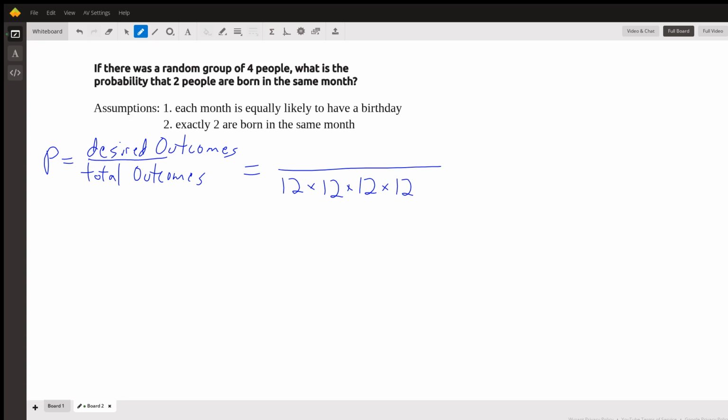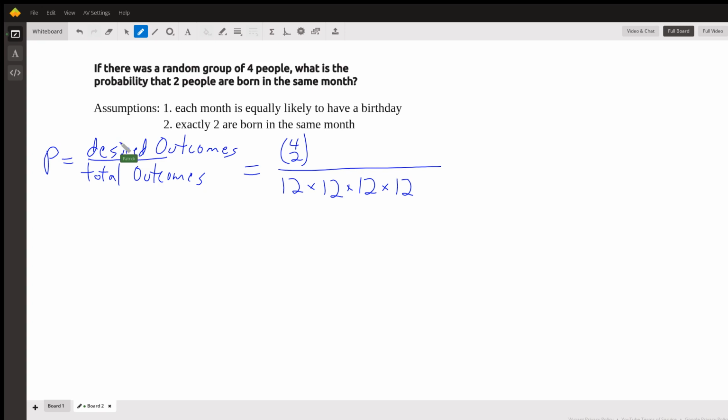Now let's think about the desired outcomes, which is exactly 2 are born in the same month. So I want to think about, first of all, the 2 that are in the same month. So from the 4, I will choose 2. Those 2 are going to be in the same month. Now this 4 choose 2 basically is the different combinations that you could get.